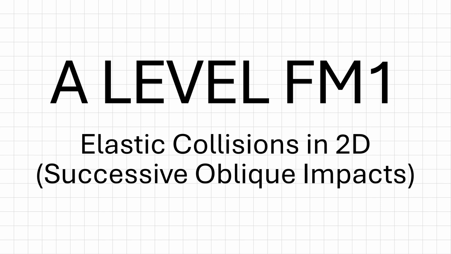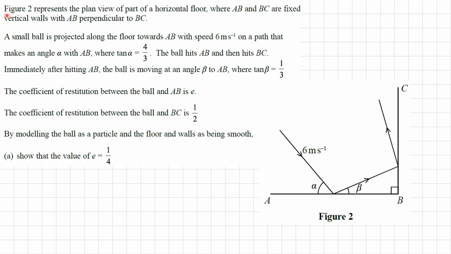This is an A-level Further Mechanics 1 question on elastic collisions in 2 dimensions, and this is successive oblique impacts. Figure 2 represents the plan view of part of a horizontal floor where AB and BC are fixed vertical walls with AB perpendicular to BC. A small ball is projected along the floor towards AB with speed 6 meters per second on a path that makes an angle alpha with AB, where tan alpha is equal to 4/3.